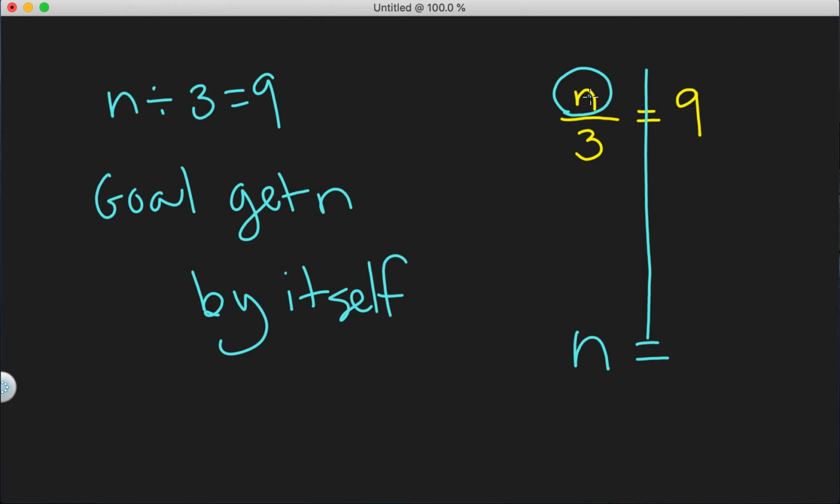Now, what I see here is that my n is being divided by 3. The opposite of divide by 3 is multiply by 3. So I'm going to multiply the entire side by 3.